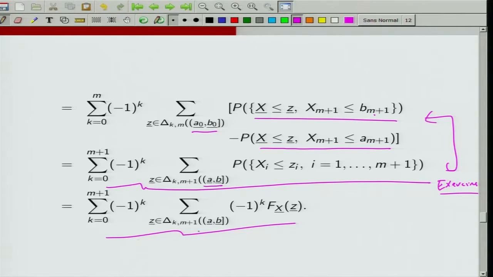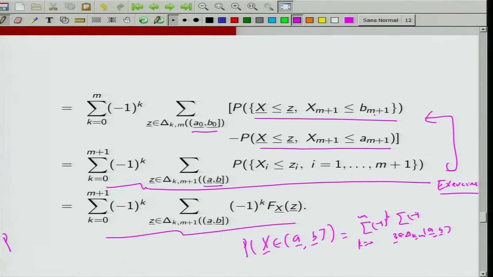So, this is same as summation k is equal to 0 to m plus 1, minus 1 to power k, z belonging to delta k m plus 1 a b, minus 1 to power k f x z. So, basically probability that x belonging to the p dimensional rectangle a b, one can get through distribution function as summation k is equal to 0 to m, minus 1 to power k, summation z belonging to delta k m a b, minus 1 to power f x z. This will not be minus 1 to power k over here. So, if one has to get probability x belonging to a b, one can get through distribution function using this expression.